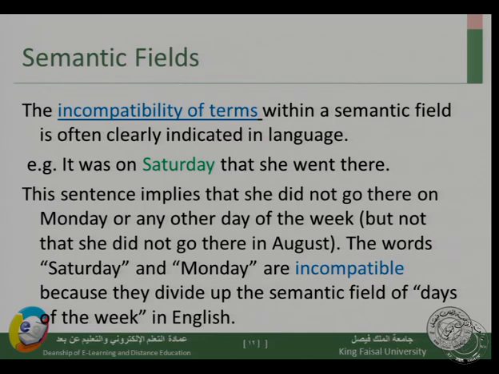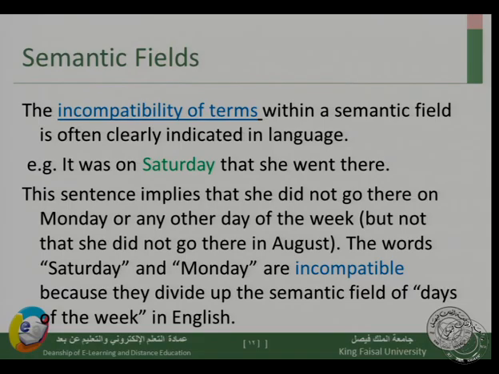So when you say, it was on Saturday that she went there, this sentence implies that she did not go there on any other day of the week. So Saturday, and that's it. You can't say, well, she might have gone there Monday, she might have gone there Tuesday. Because the words are incompatible with each other, we say that she did not go on any other day of the week. But that doesn't mean that she didn't go, for example, in August or March or April.